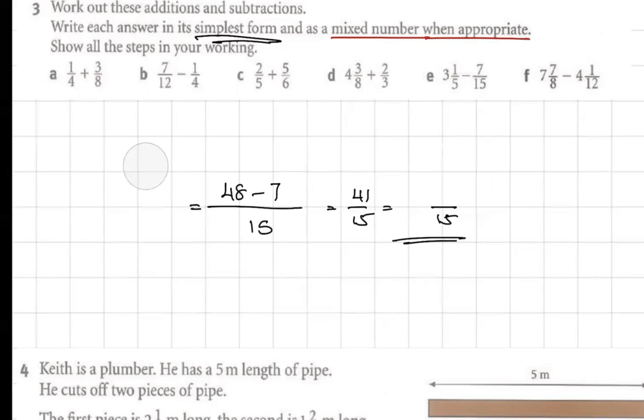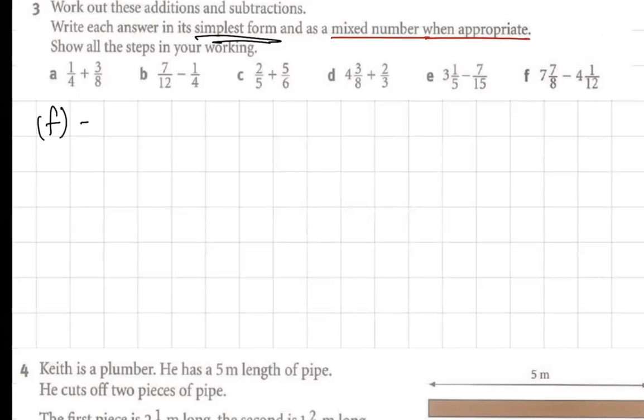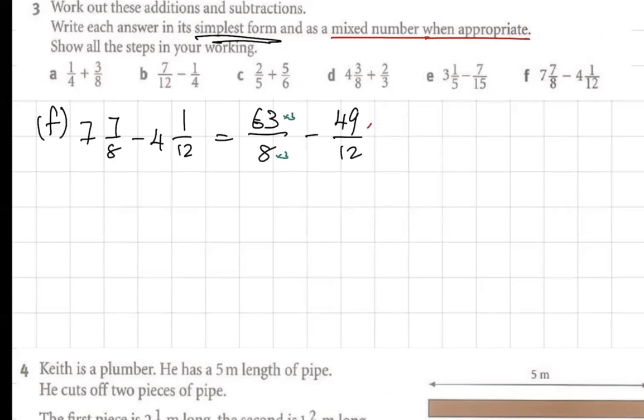Let's look at F. Okay, F, there are 2 mixed numbers. So I would suggest to change both into improper fractions. Times 7, 56, 63 over 8 minus 49 over 12. So we know both can be 24. So this is times 3, times 3, times 2, times 2. Try to make sure the denominator is as small as possible so that it's easier to work around. So 189 minus 49 times 2 is 98.